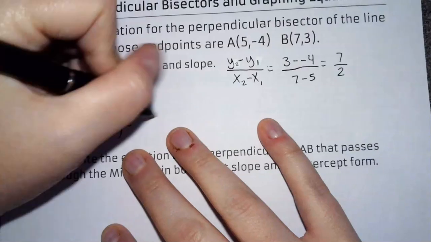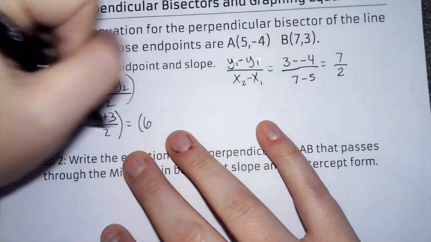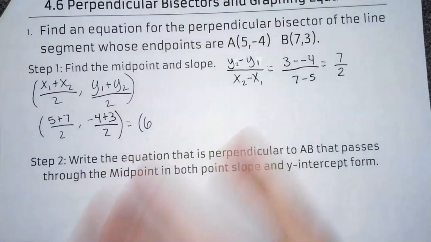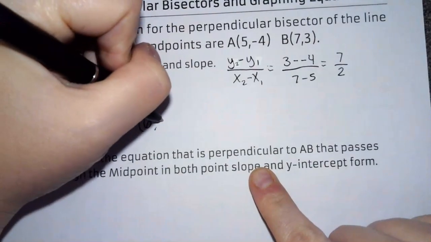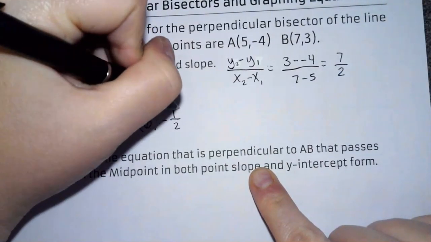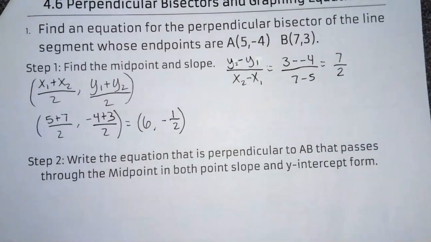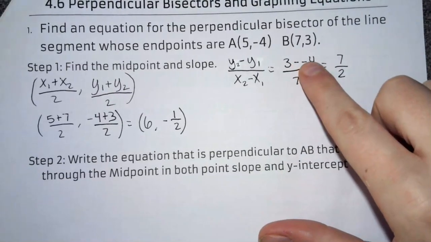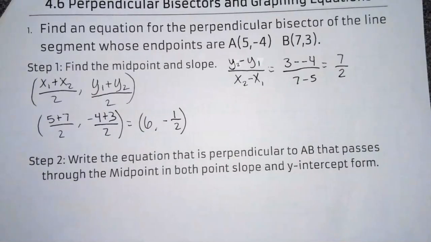So 5 plus 7 is 12. Cut that in half, you get 6. 12 divided by 2 is 6. And then -4 plus 3 is -1, divided by 2. I would suggest that anytime you're adding and subtracting integers, you check your work on the calculator, because tiny little mistakes, like maybe you accidentally make this a -1 instead of a 7, can ruin the entire problem, okay?